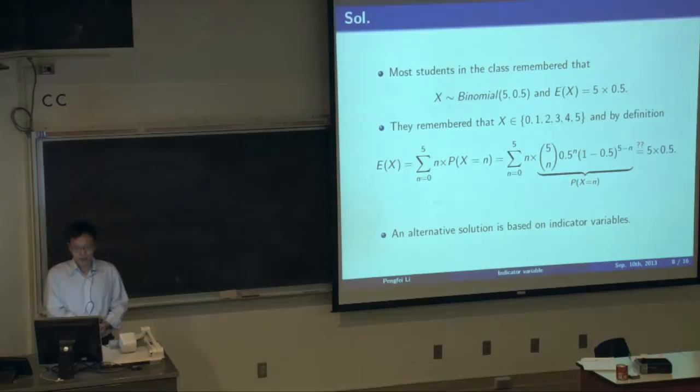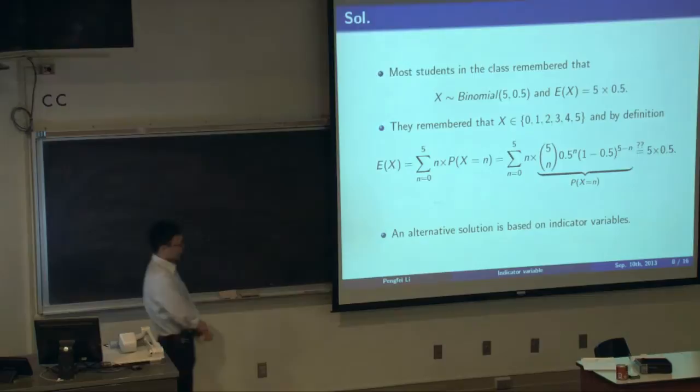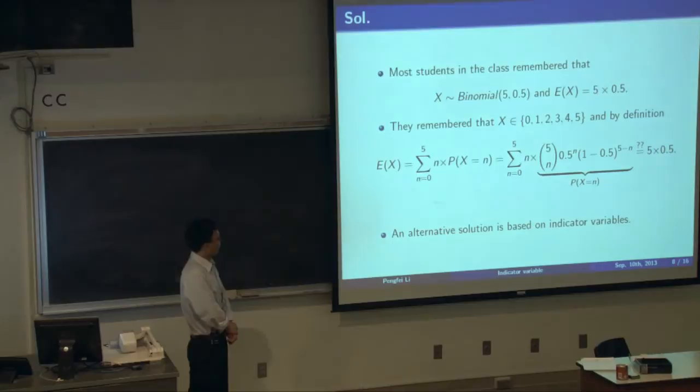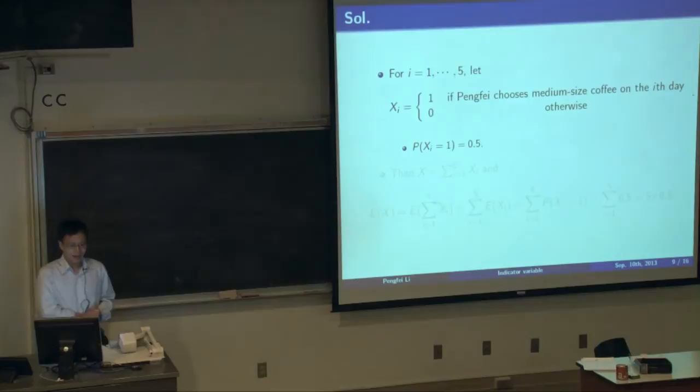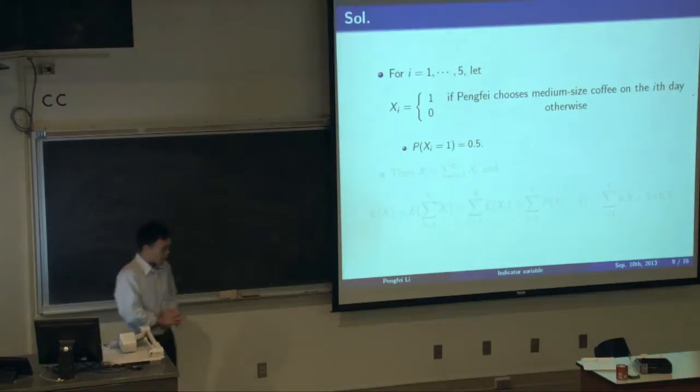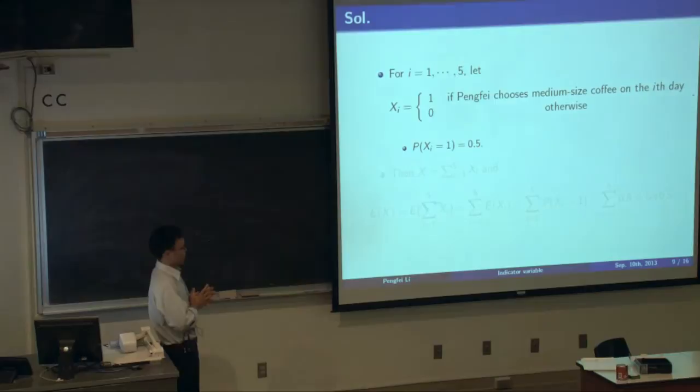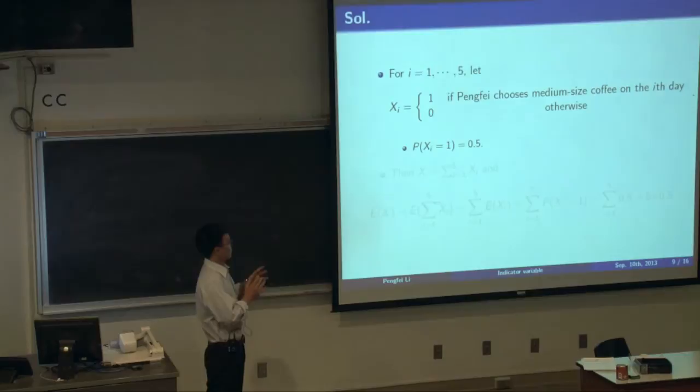Then I say, calm down. I have a simple solution which is based on the indicator variable, and we don't need to take the summation here. Now, here is my solution. We first define 5 indicator variables, each indicator variable for one day. So Xi is the indicator variable for the event that I choose a medium-sized coffee on the i-th day. So Xi equals 1 if I choose a medium-sized coffee. Otherwise, it will be 0.